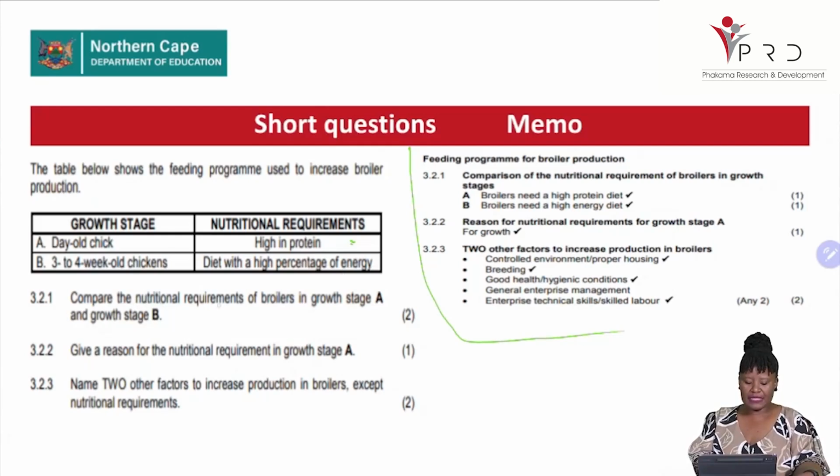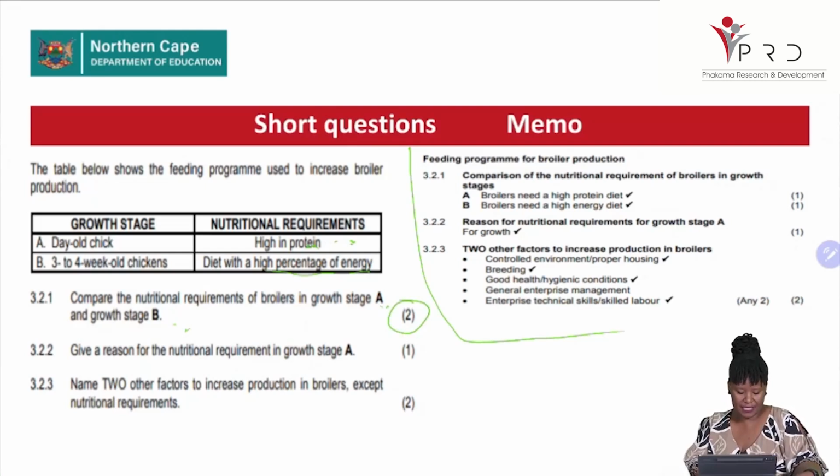Compare the nutritional requirements of broilers in growth stage A and growth stage B. The nutritional requirement for growth stage A, they need more protein for growth purpose. And in stage B, which is 3 to 4 weeks, they need a high percentage of energy, which means they need more energy in their diet. Whereas A, they need more protein in their diet. Where do you get your responses? From the table. So this is 2 free marks.